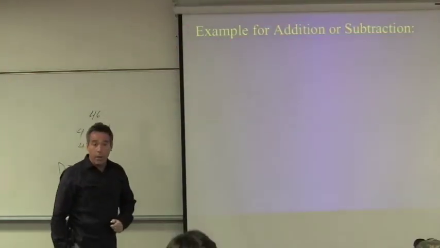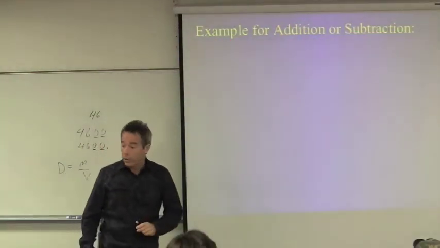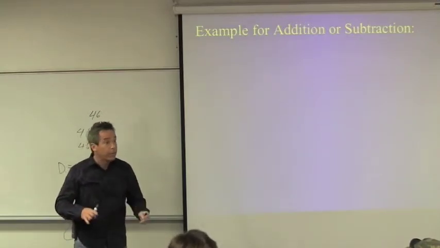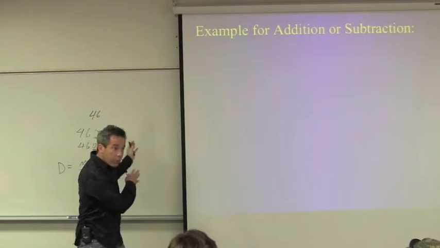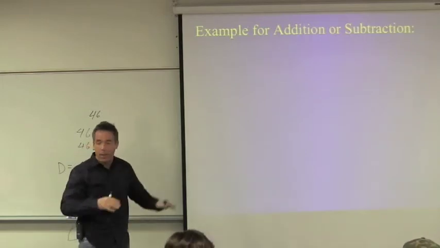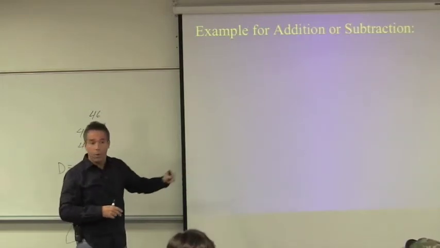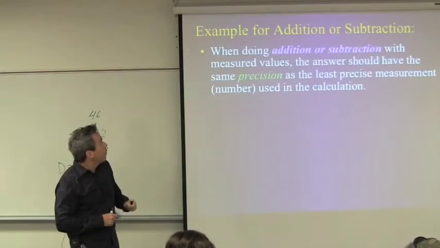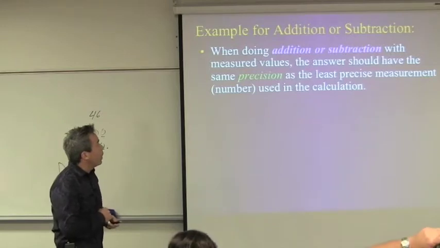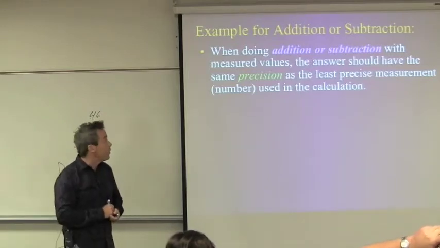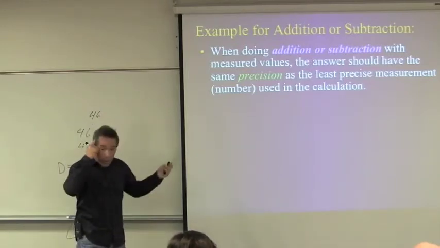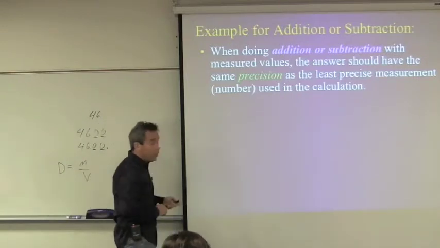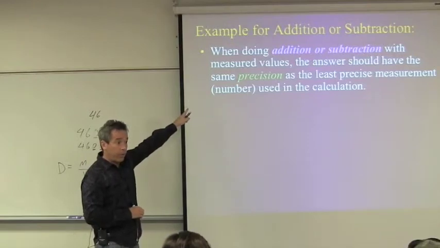Let's do now an example for addition and subtraction. Now for addition and subtraction, it's a different rule, and that has to do with the math background of how this works. We're not going to go into those details. I'll kind of infer where that comes from in a bit. But I'm going to put the rule up there again. When doing addition or subtraction with measured values, the answer should have the same precision as the least precise measurement, least precise number used in the calculation. Notice it doesn't say anything about significant figures here.